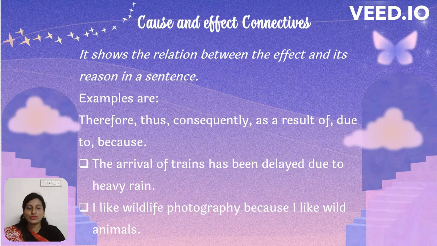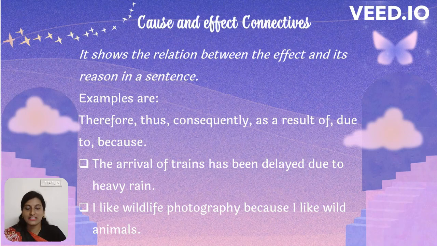Now, let us see about cause and effect connectives. It shows the relation between the effect and its reason in the sentence. We must have come across many sentences that have the cause and the reason together, and there are some link words that merge the cause and the reason together. Some examples of cause and effect connectives are therefore, thus, consequently, subsequently, as a result of, due to, etc.